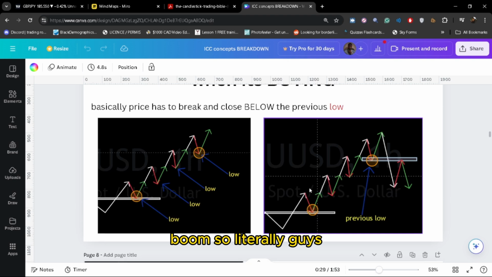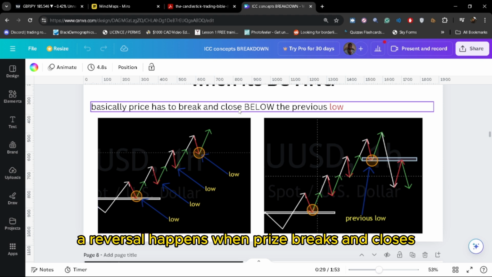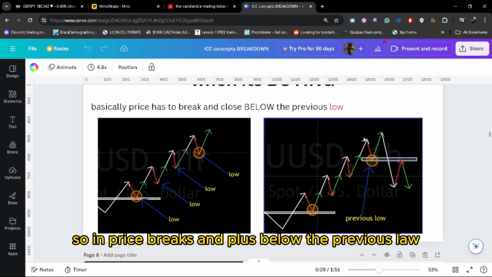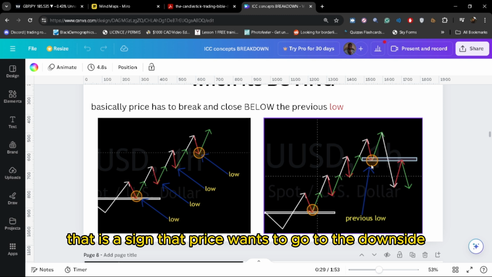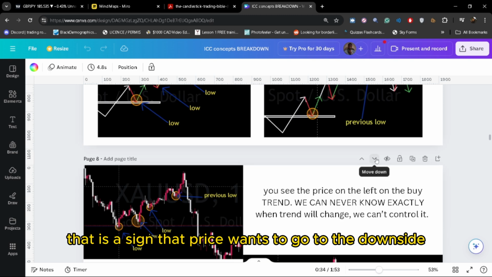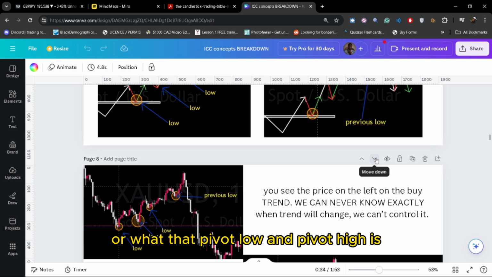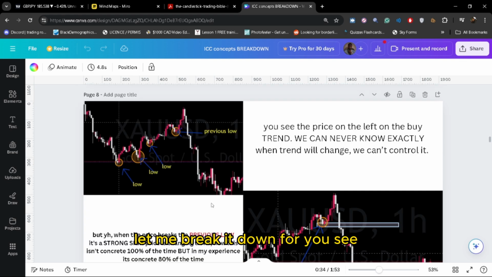Boom. So literally, guys, you can see price is trending up. Now, like I told you, a reversal happens when price breaks and closes below the previous, right? Not a low, but the previous low. So when price breaks and closes below the previous low, that is a sign that price wants to go to the downside. Now, when it comes to actually understanding what a low is, or what that pivot low and pivot high is, let me break this down for you.